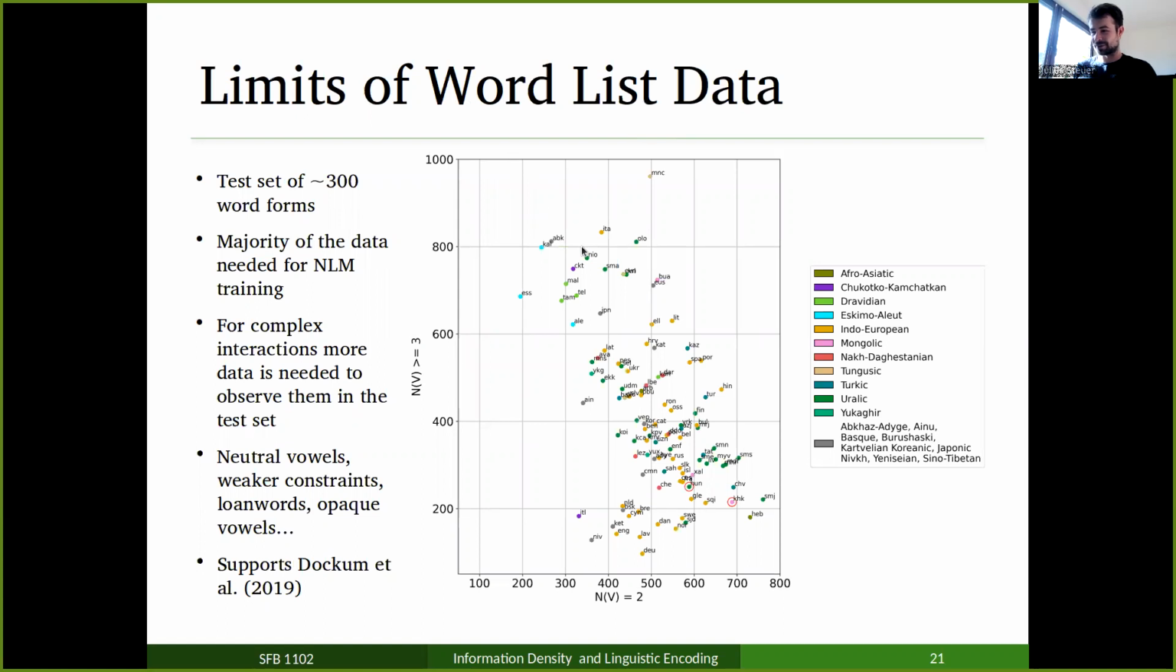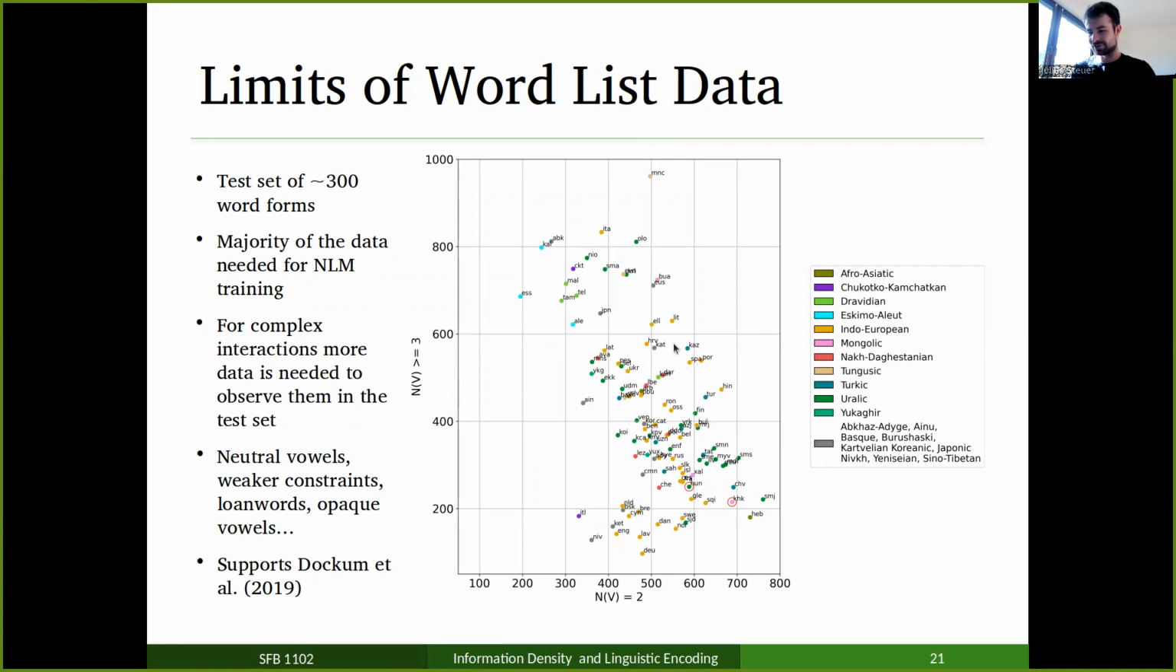This is my last slide. It shows how many word forms with two vowels and three vowels there are in a specific language. For example, for Manchu, which is at the top of the plot, we have 1,000 word forms with two or more vowels, and 500 word forms with three or more vowels, which is sufficient. But it also doesn't have a complicated neutral vowel system. Therefore, this is expected.